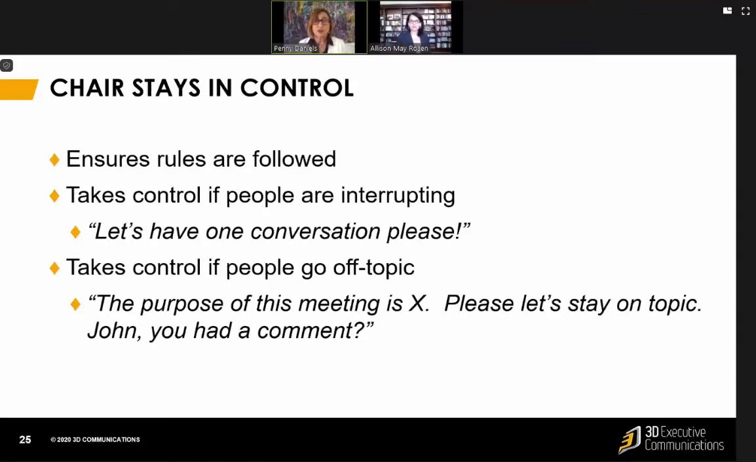What else? The chair has to stay in control all the time, ensures the rules are followed, takes control if people are interrupting. So it's not always easy, but you need a strong chair, someone who's willing to break up a conversation and jump in and say, please, let's have one conversation. Amy, you go. Then Jack, then this one.